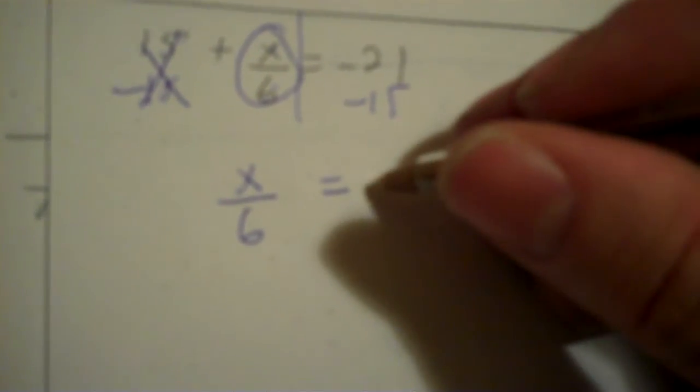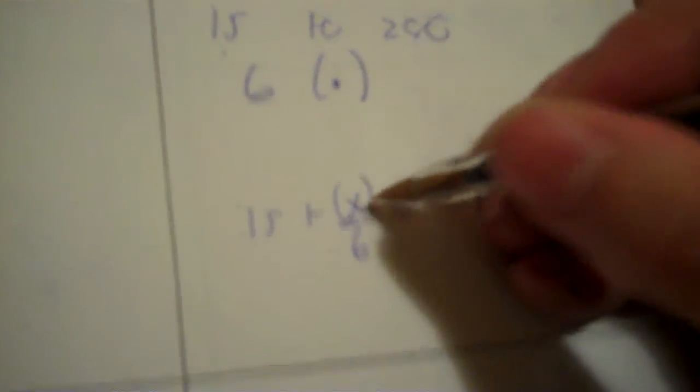So we have x divided by 6. Negative 21 minus 15 is going to be negative 36. Okay, then you times 6. Those cancel and we have x. Negative 36 times 6 is negative 216. Okay, so to check it, it would be 15 plus x divided by 6 equals negative 21. So I think my x answer is negative 216. So let's divide that first. Okay, negative 36. And then add 15 to negative 36 and it's negative 21.